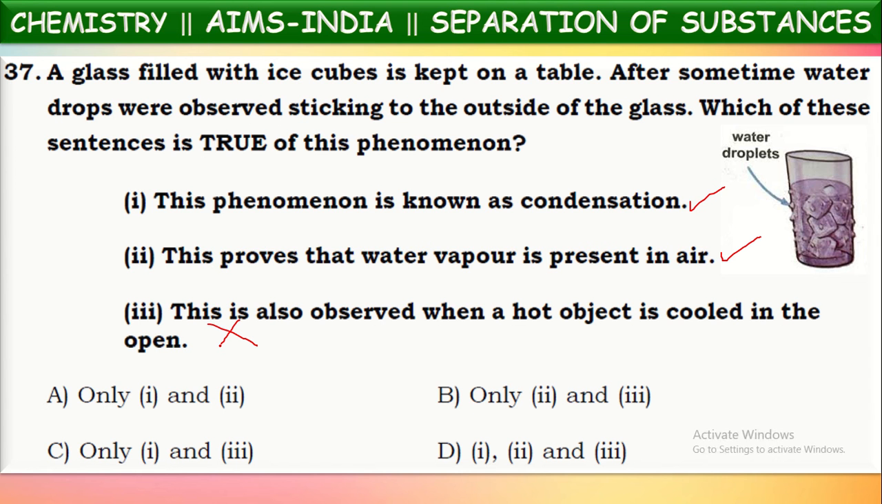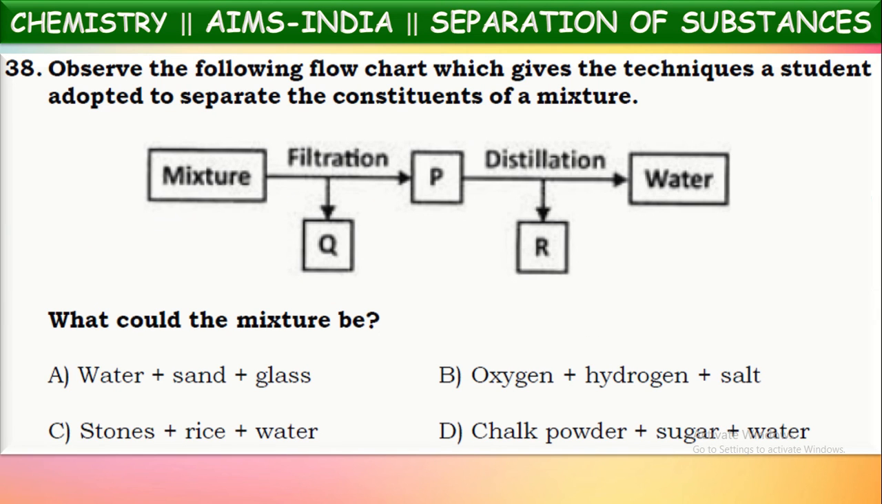Now only 1 and 2 are correct regarding this. There is a condensation of water vapor present in the atmosphere on touching the cooler surface of the glass. Okay, now what will be the correct answer? Only 1 and 2 are correct statements. Right? Next, one more question.